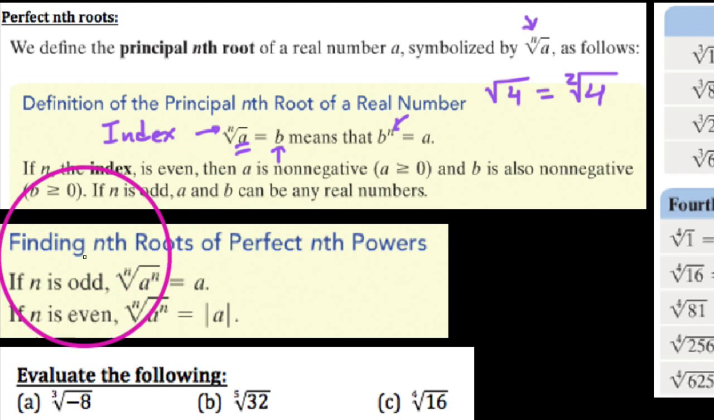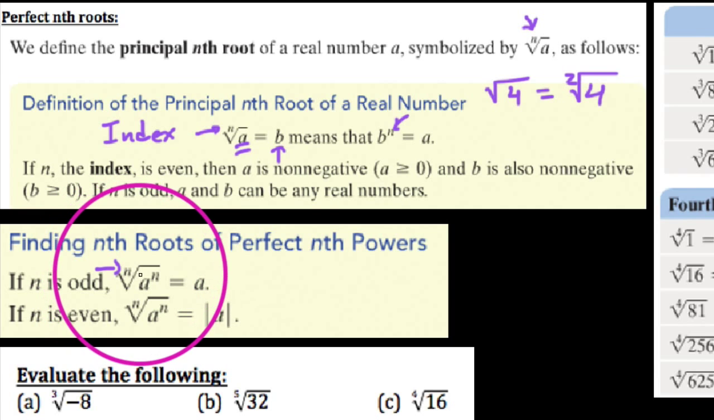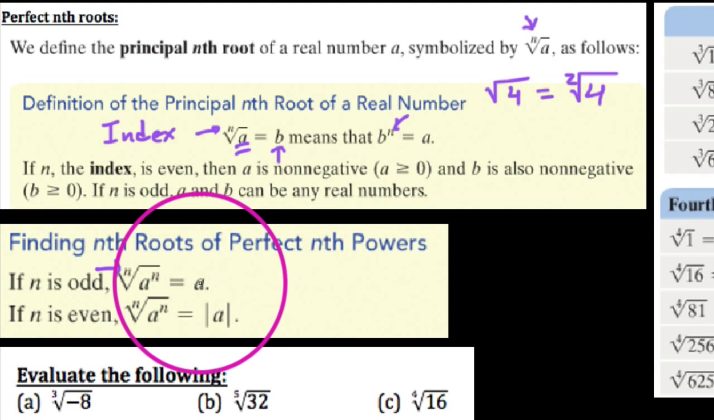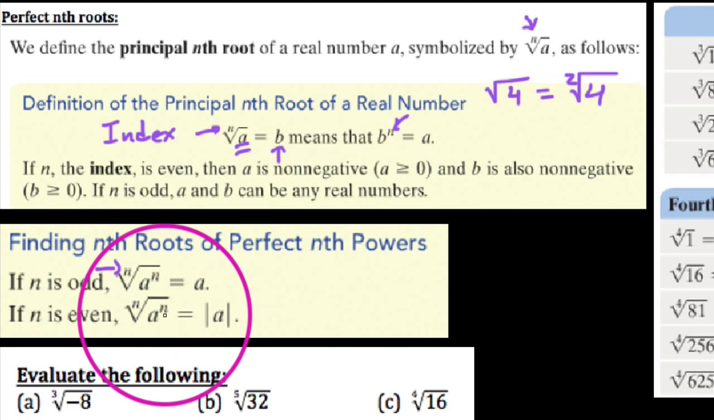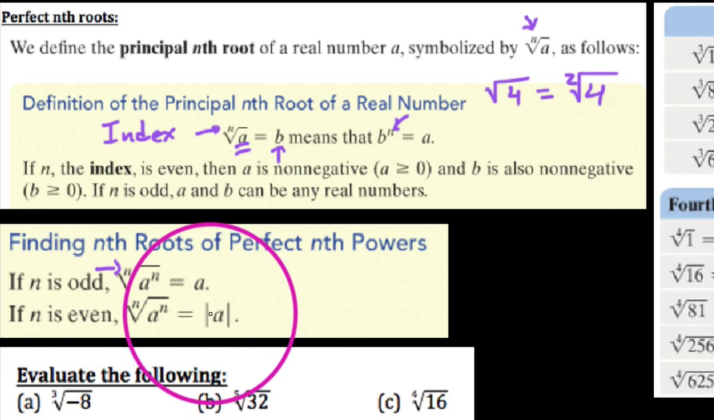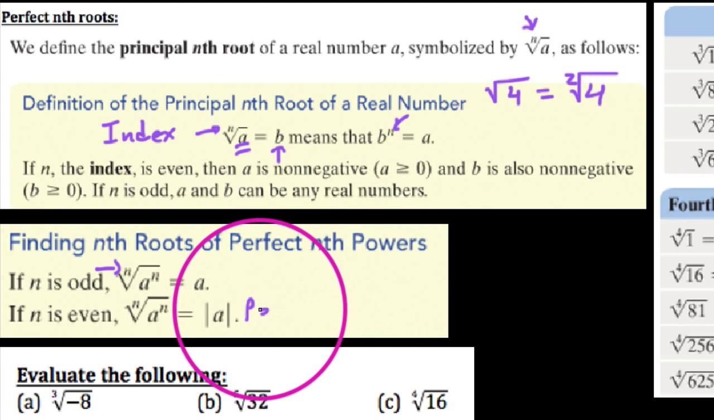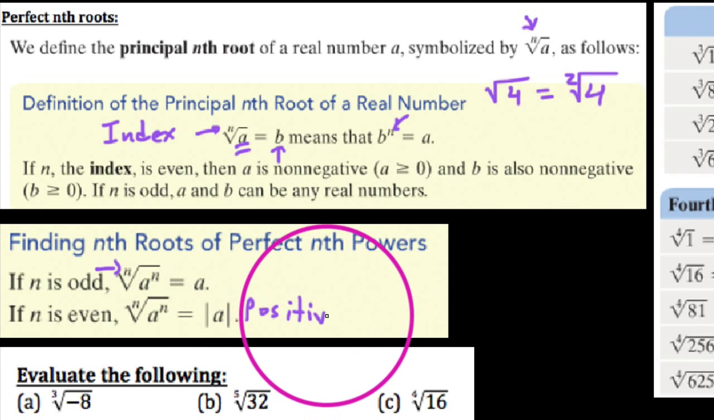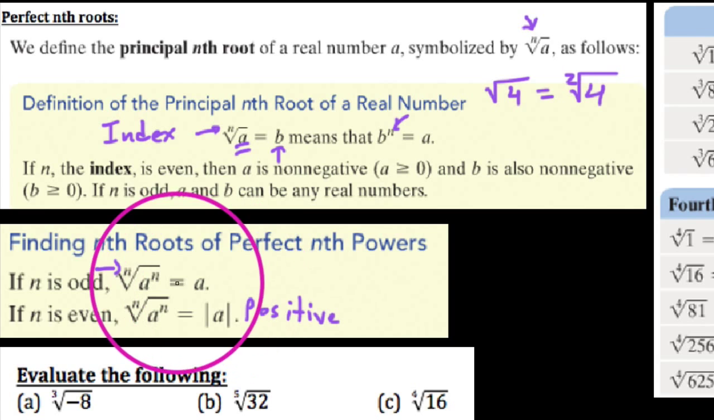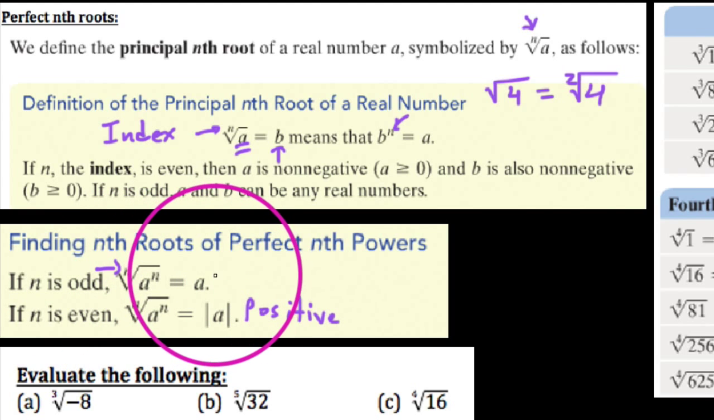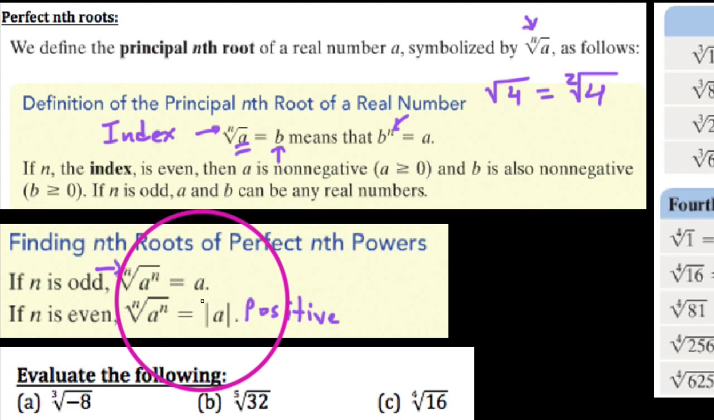So one note I do want to point out here is this: if n is odd, okay, if we have an odd index, if I took the nth root of a to the n, I would just get a, okay? But if n is even, if I take the nth root of a to the n here, I would get the absolute value of a. So the point here is it's always got to be a positive output if you're taking an even root, whereas if you have an odd root, it's possible it could be positive or negative. It's any real number here.